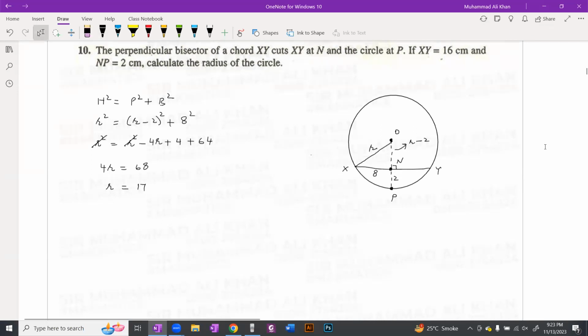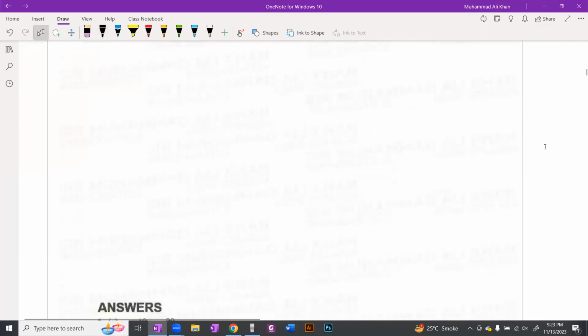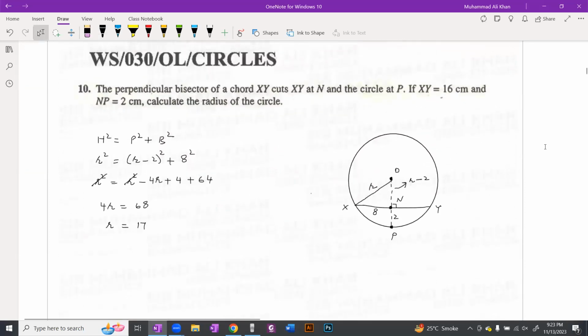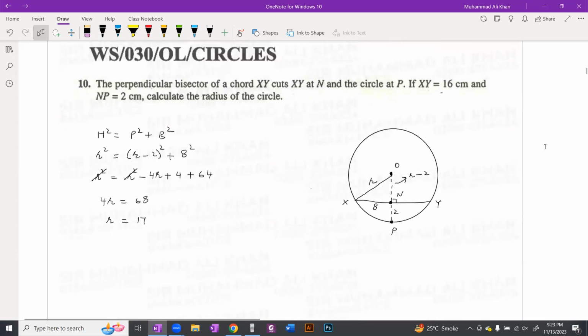Hopefully the question is clear. After this, your worksheet 30 is complete. You guys have to do all the questions from worksheet 30 by next class.